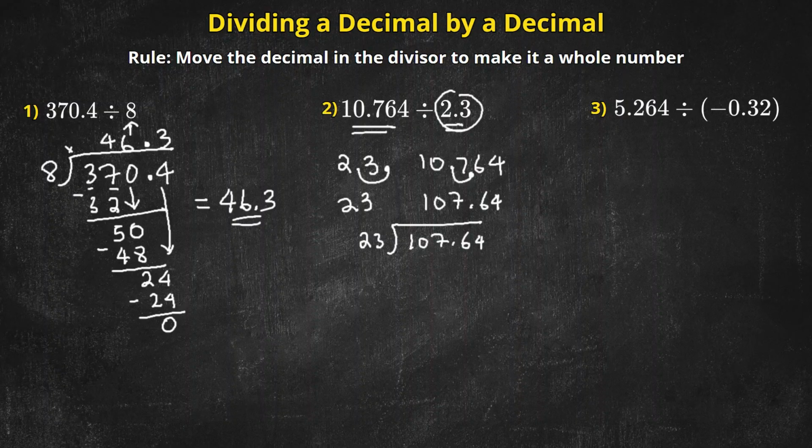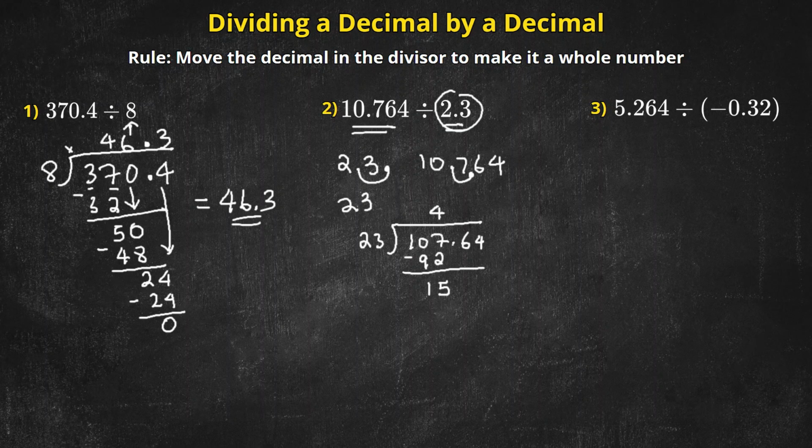107.64. Let's go ahead and let's start with 23 into 1. It cannot divide. 23 into 10. It cannot go into 10. Now, 23 into 107. Yes, it can. It goes 4 times. So, 4 times 23, or 23 times 4, will give you 92. You simply subtract now. 107 minus 92 should give you 15.